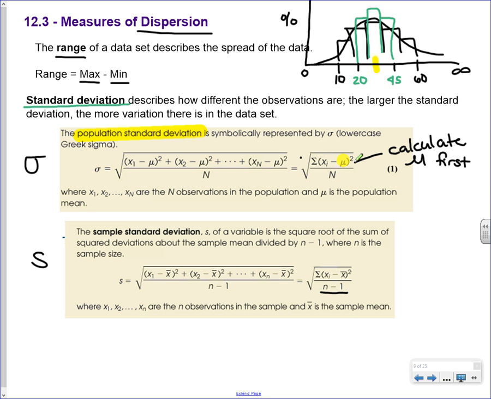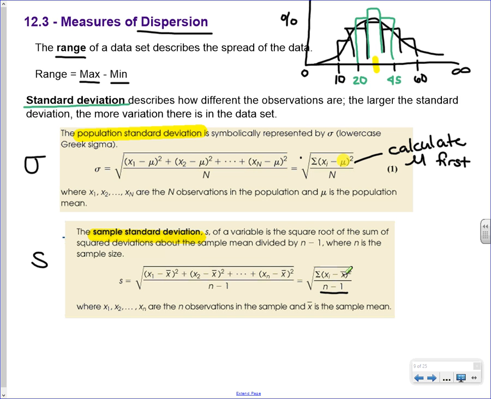We square that difference. We add all those squared differences up and divide by big N, which is our population size, or the size of our population there. And then we take the square root of that. Okay, and so that gives us our standard deviation for the population. That is represented with this Greek letter sigma. Remember I said that usually our parameters have Greek letters. Our statistics usually don't. So for the sample standard deviation, we represent that with just a lowercase s.